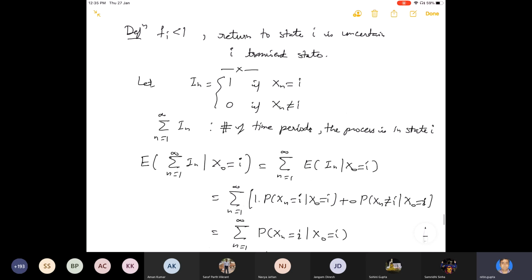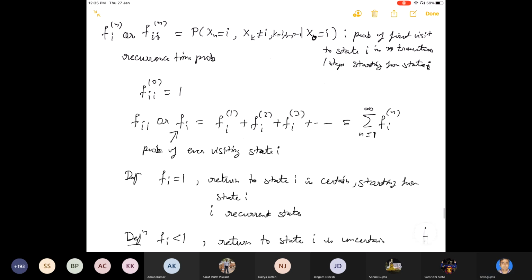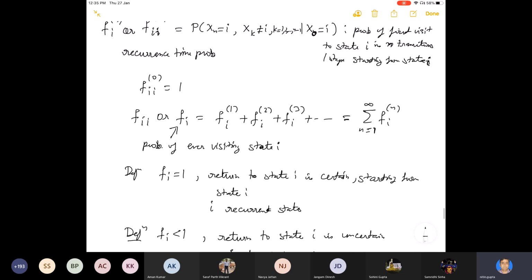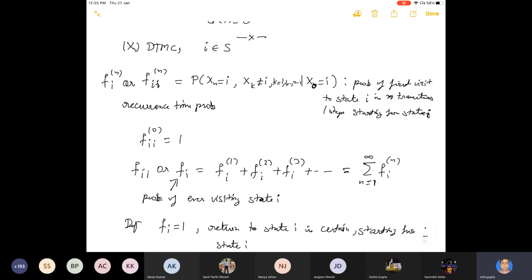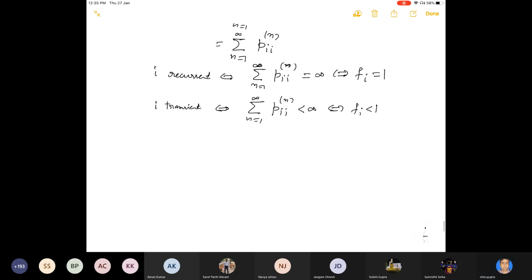It should be noted that Fi is the probability of first visit to state I, whereas Pii is the conditional probability that Xn is equal to I given X naught is equal to I. And these are also conditional probabilities, but Fi is the probability of first visit to state I, whereas here it is the probability of ever visiting state I: first visit plus second visit plus third visit and so on.